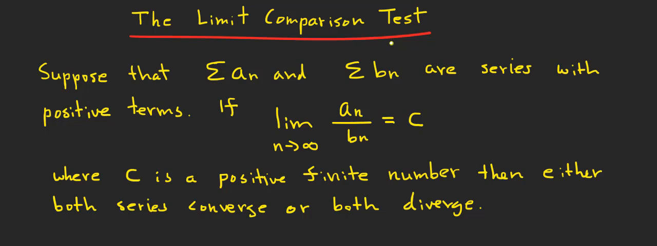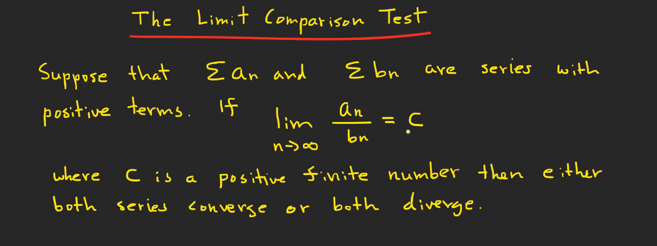Now let's talk about the limit comparison test. Suppose that you have two infinite series with positive terms. If the limit as n approaches infinity of a of n over b of n equals c, where c is a positive finite number, then either both series converge or both diverge.